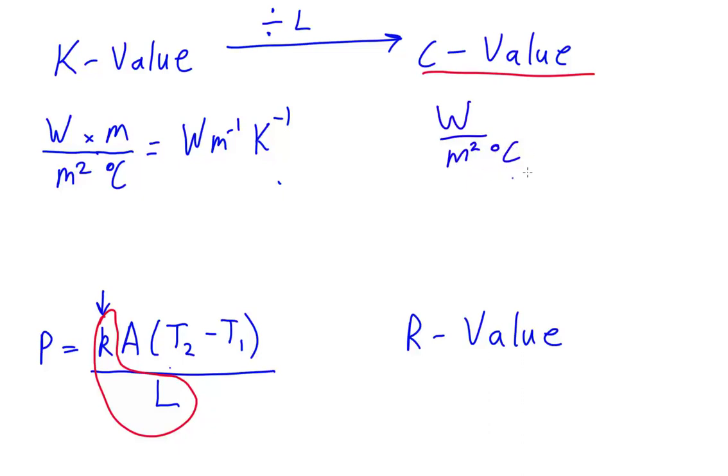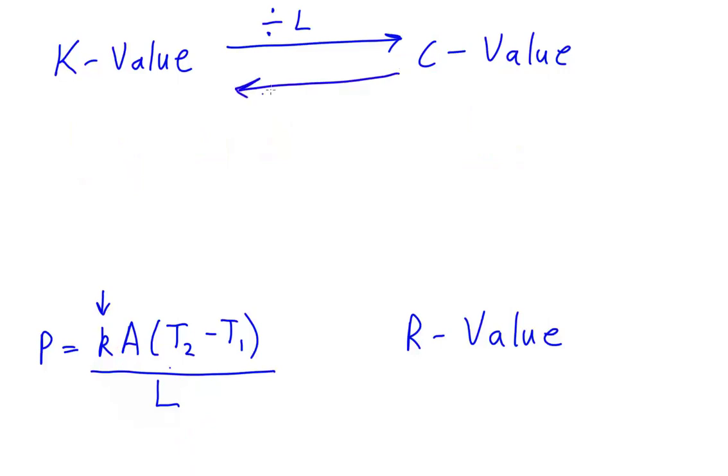So if there's a 20 degree difference between the outside and the inside, you're going to lose heat 20 times faster than if there was only a 1 degree difference between the two. If you want to go from C value back to K value, what you have to do is just multiply by the thickness of the wall. And that's how you can convert between those. Now you might find K values.